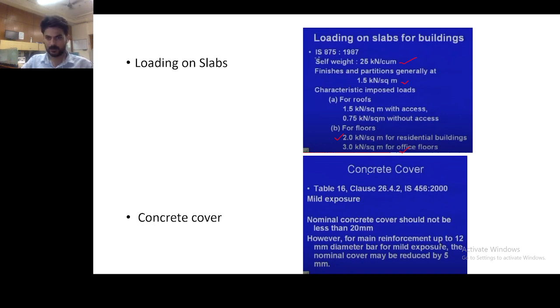So concrete cover, Table 16, Clause 26.4: for mild exposure, nominal concrete cover should not be less than 20 mm. However, for the main reinforcement up to 12 mm dia bar, for mild exposure the nominal cover may be reduced by 5 mm. So when we use a smaller dia, less than 12 mm, we can reduce the nominal cover by 5 mm. That we will see in the solved example. So the concrete cover is done, loading on the slab is done.